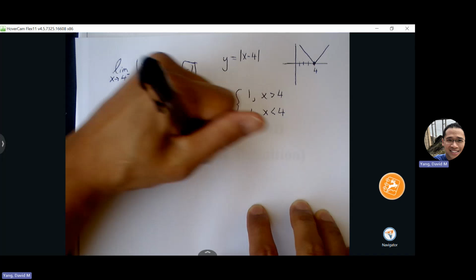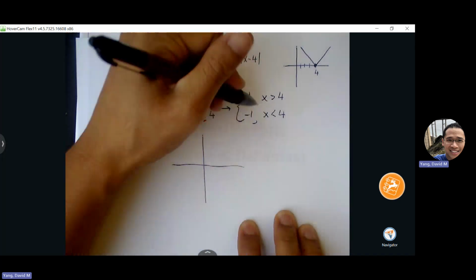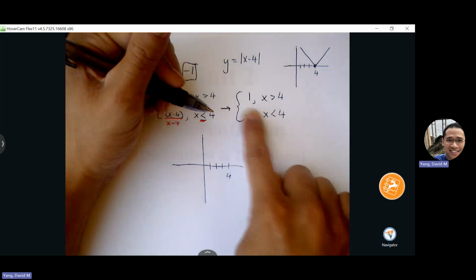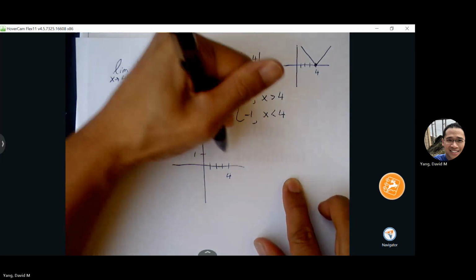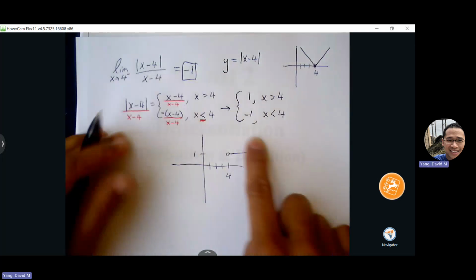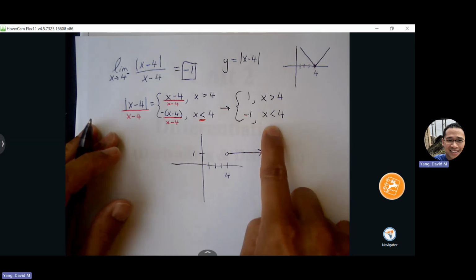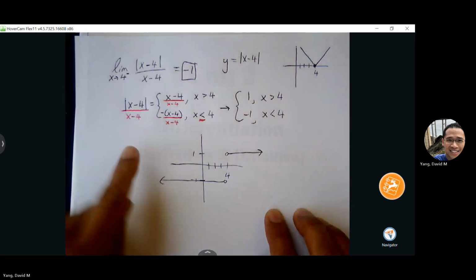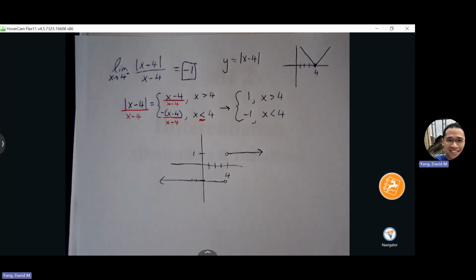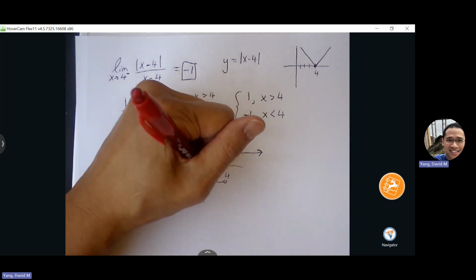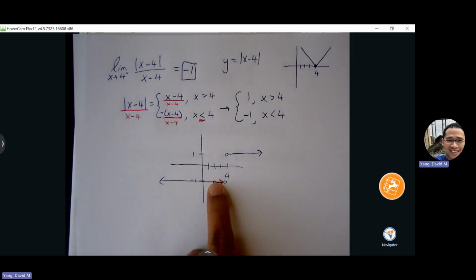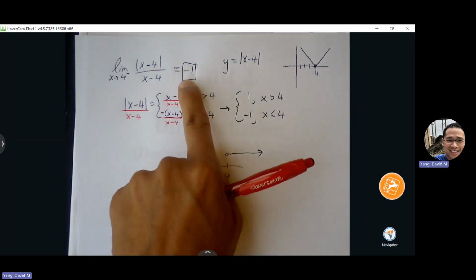You can also graph it and then read it from the graph, because there's a y value, y equals 1 to the right of 4. There's also a y equals negative 1 to the left of 4. And if I want to approach 4 from the left side of 4, that means I'm picking a point to the left of 4, and I'm following my graph towards 4, and that's holding at a steady y value of negative 1. So that's also my limit.